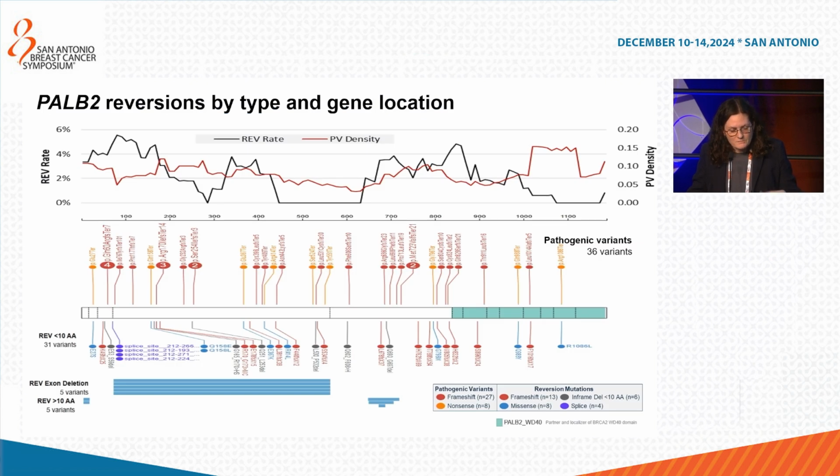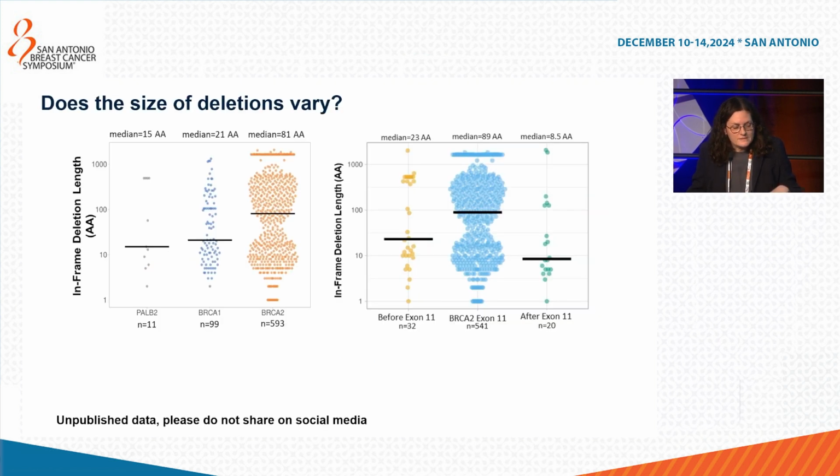This is just starting to map out PALB2 in the same way. The exon 4, where you see the large deletions, is in frame. Not surprisingly, we see in-frame deletions, and we're starting to see lower rates of reversions above the WD40 as well. So does the size of deletions vary? Yes, not surprisingly, given what I've shown you to date, the size of deletions is highest in BRCA2 and highest in exon 11 of BRCA2.